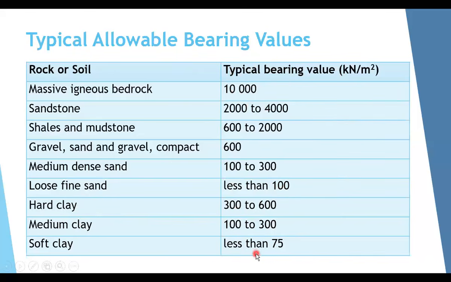Usually for medium or dense sand, it is ranging from 100 to 300 kilonewton per meter square based on the density of the sand and the type of the soil. And you have to get this again from the soil investigation.